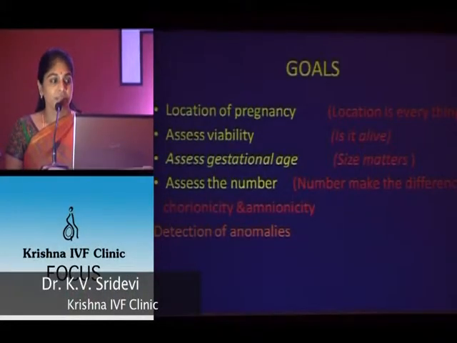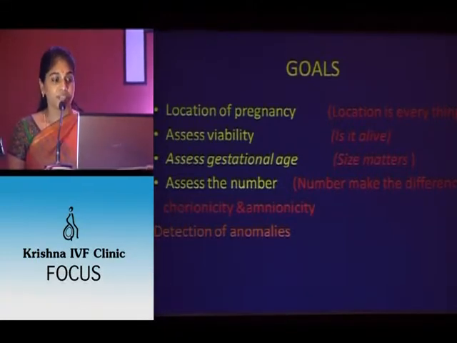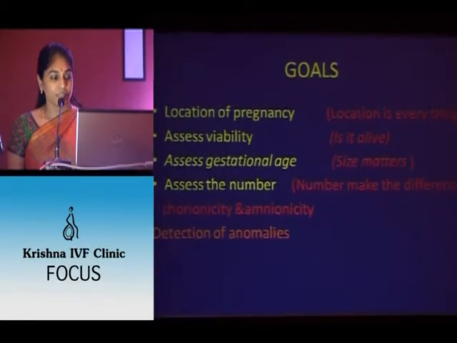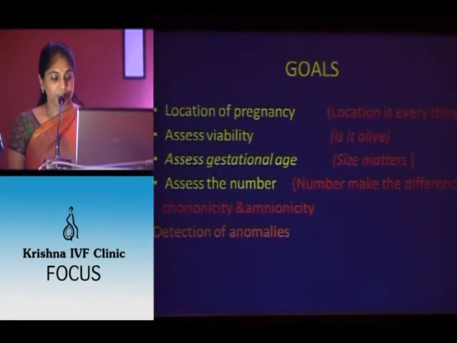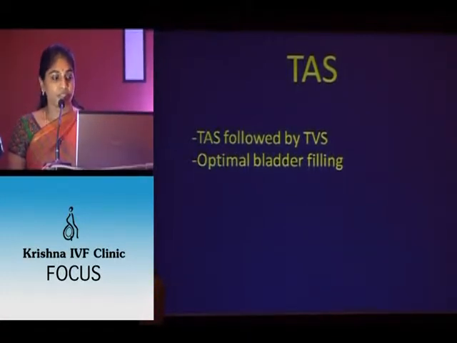Very good morning. The topic for me today is early pregnancy imaging. I'll be talking about the location of pregnancy, assessing the viability, assessment of the gestational age, and the number, especially if it is more than one, we have to know about the chorionicity and amnionicity and the detection of anomalies. So to start with, an early pregnancy imaging should always be transabdominal, followed by transvaginal, and this requires an optimal bladder filling.